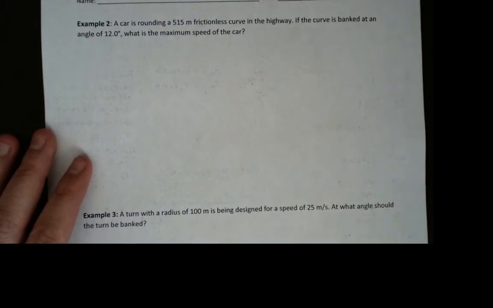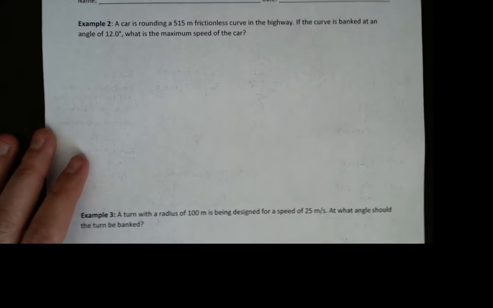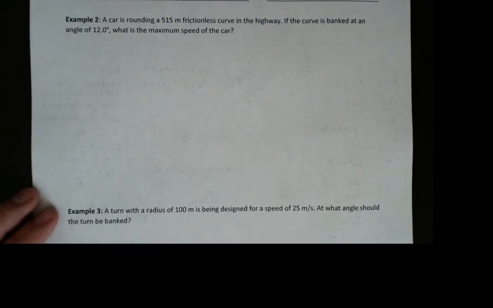Let us look at another example. We have a car rounding a 515 meter frictionless curve in the highway. If the curve is banked at an angle of 12 degrees, what is the maximum speed of the car that it could safely be taken at?